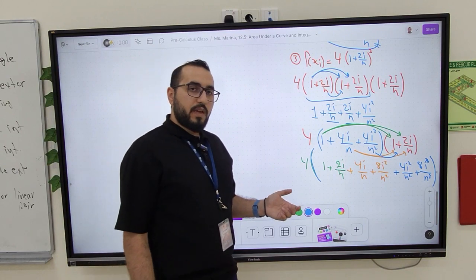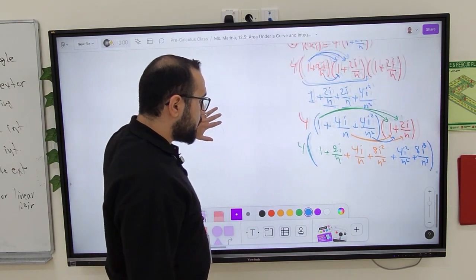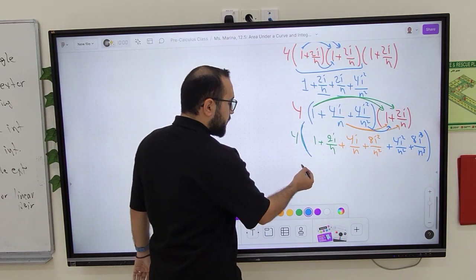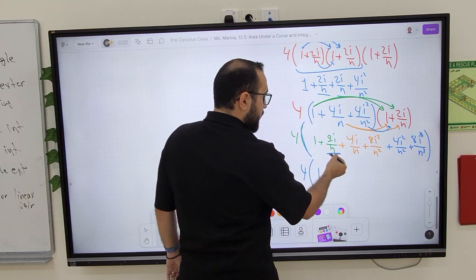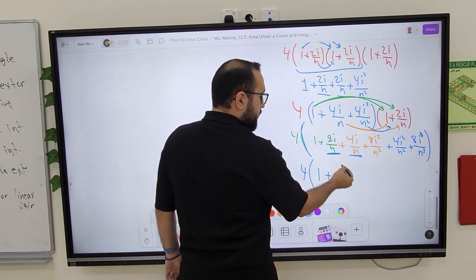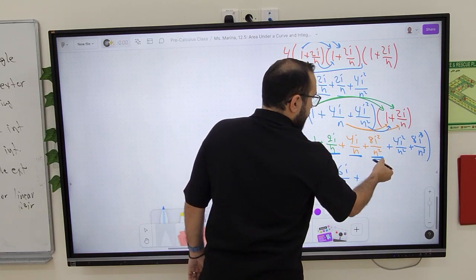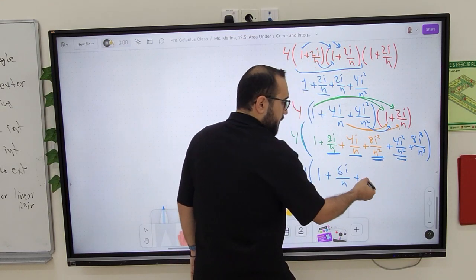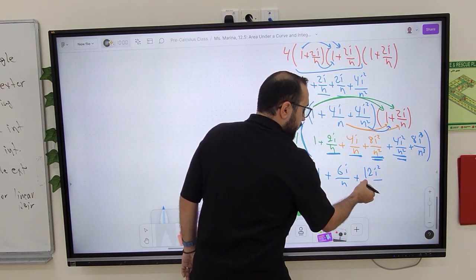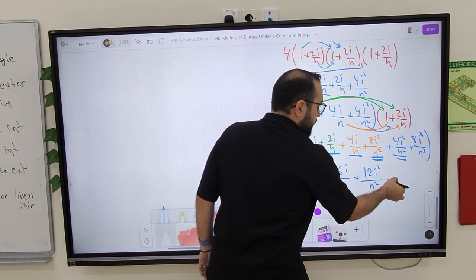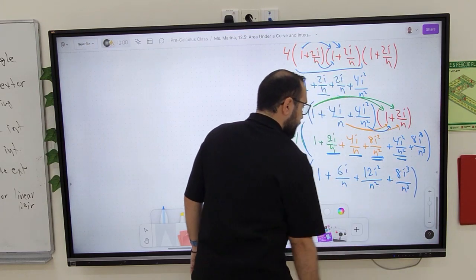Now before that, do I have like terms? If I have like terms, just combine them together. So now it will be 4 times 1 plus. I have this one here with this one here: 2 plus 4 is equal to 6i over n. Plus I also have this 8i squared and 4i squared. So 8 plus 4 is equal to 12i squared over n squared, plus 8i cubed over n cubed.